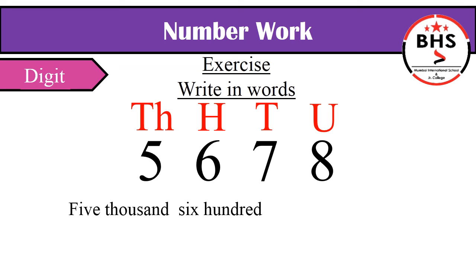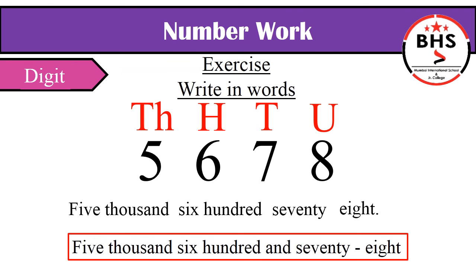7 is on the tens position. So, we will write it as 70. And 8 is on units position. So, we will write it as 8. Now, let us read it. 5,678. Children, always remember the last two numbers are always read together. So, it will become 5,678.